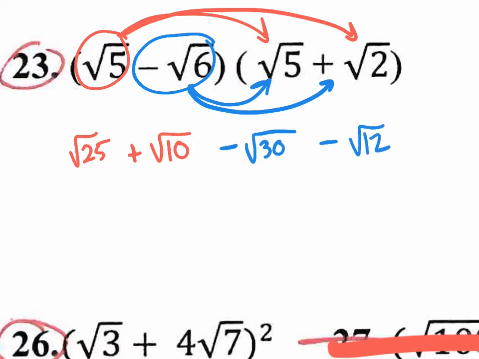Okay, so the question is, could we simplify anything? Well, we already know that the square root of 25 is just 5. So far, so good. Could any of these be broken down further? 10 is not a perfect square number. You can't rewrite it with multiplication to get a perfect square number. Same thing with 30. You can't do it.